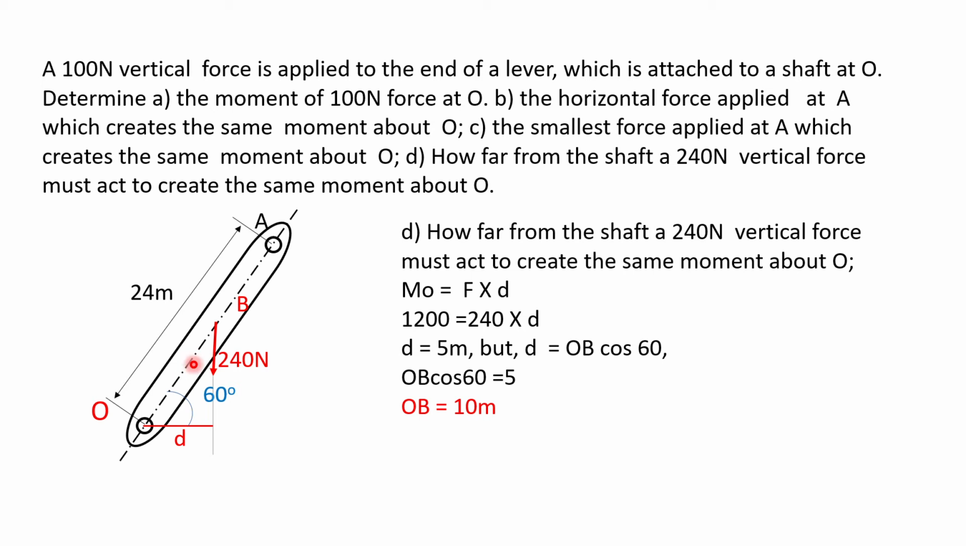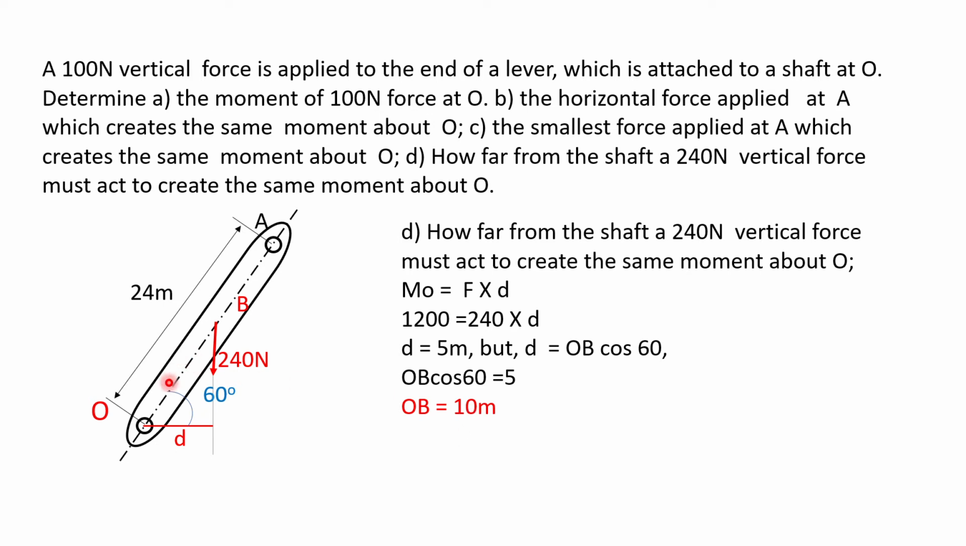But we have to locate the particular point on this lever, on this OA line. If we do the calculation by applying simple trigonometry, this D is equal to the value of OB cos theta. In this way, OB is the unknown and theta is given as 60 degree. So we can easily do the calculations for OB, and that value we get as 10 meter.